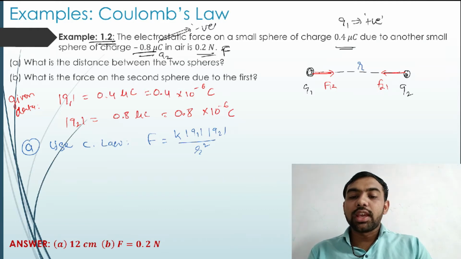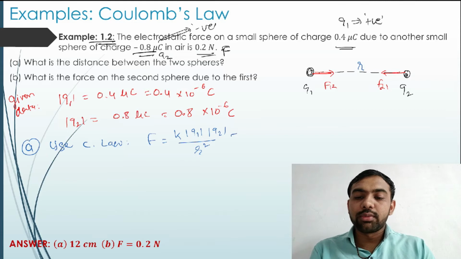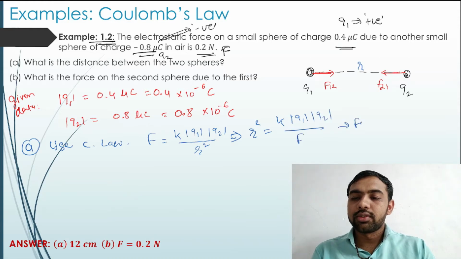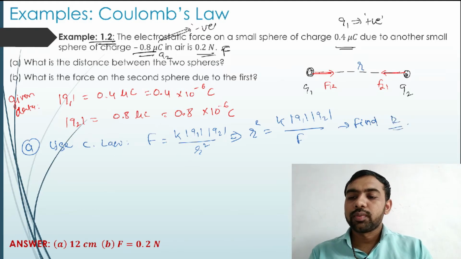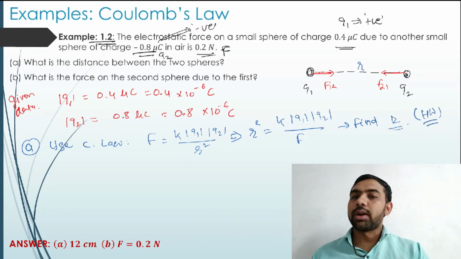So see, F is given, K is given, everything is given. Find r from this equation. So r square is equal to K Q1 Q2 upon F. Find r by yourself. Okay, that's homework. You just try to solve this problem by yourself.